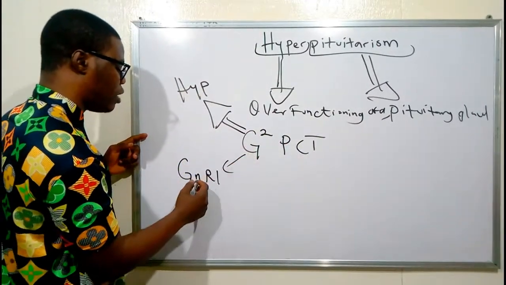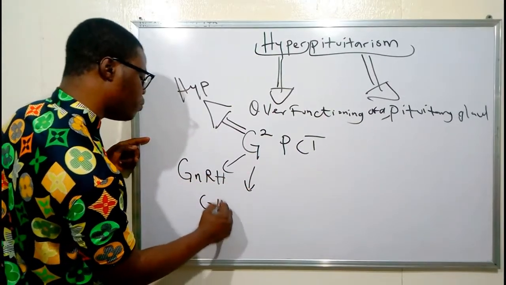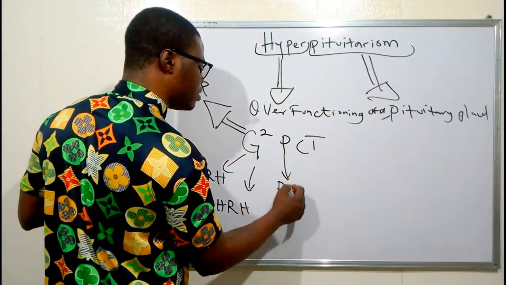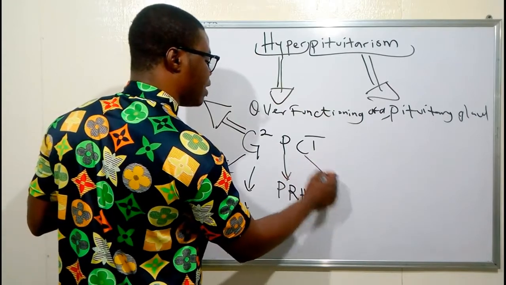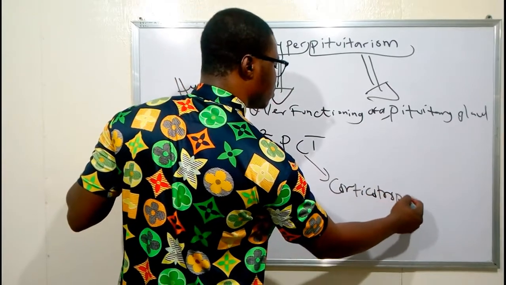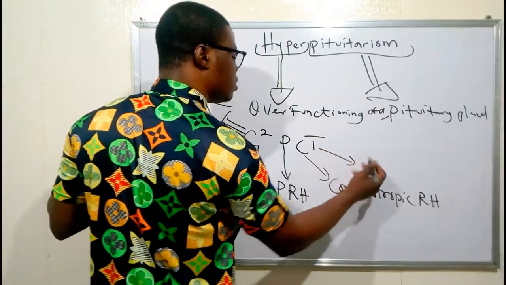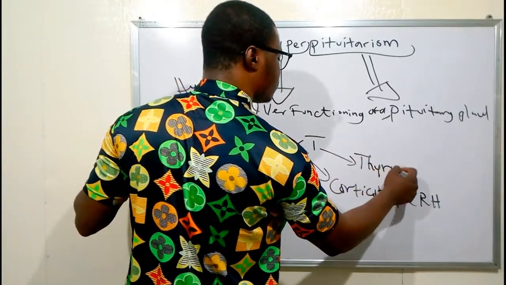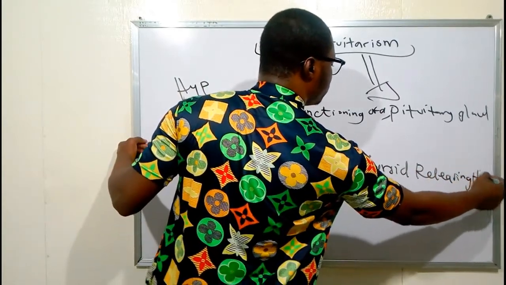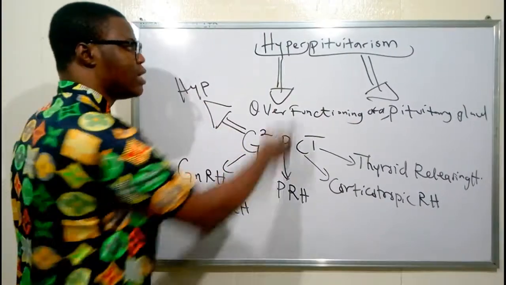So the first G is gonadotrophin releasing hormone. The second G is growth hormone releasing hormone, then the P is prolactin releasing hormone, the C is corticotropic releasing hormone, and the last T is thyroid releasing hormone. So all these are the commands from the hypothalamus, and these commands are coming to the pituitary.